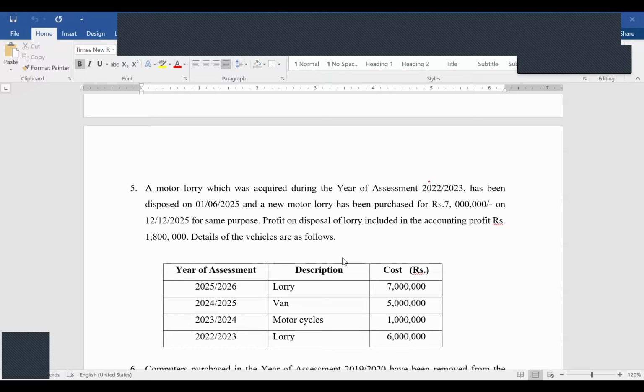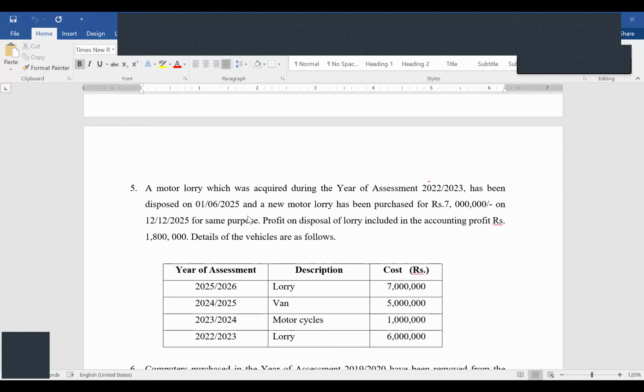So for the calculation of gain or loss, what are the most important two components we need to know? One is the selling price. Then the other one is either cost or it can be a written down value. Then we can calculate the loss or the gain. So now you know that we need two values for the calculation of gain or loss.